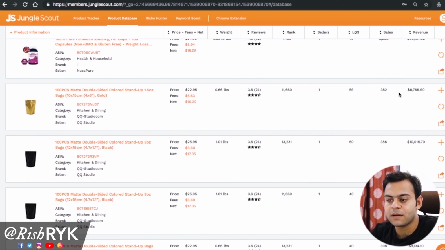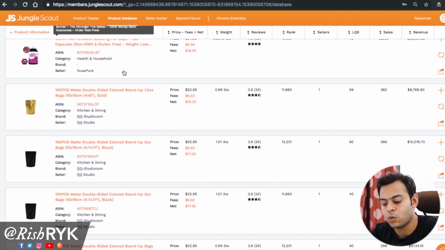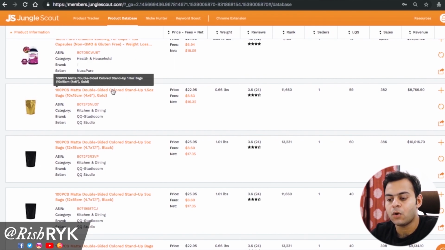Alright, I'm going to just open this up in a new tab. Whenever you need to open something in a new tab, if you're on the Mac, just hold command and click on the name, or if you're on Windows, just hold control and click on the name, if I remember correctly.